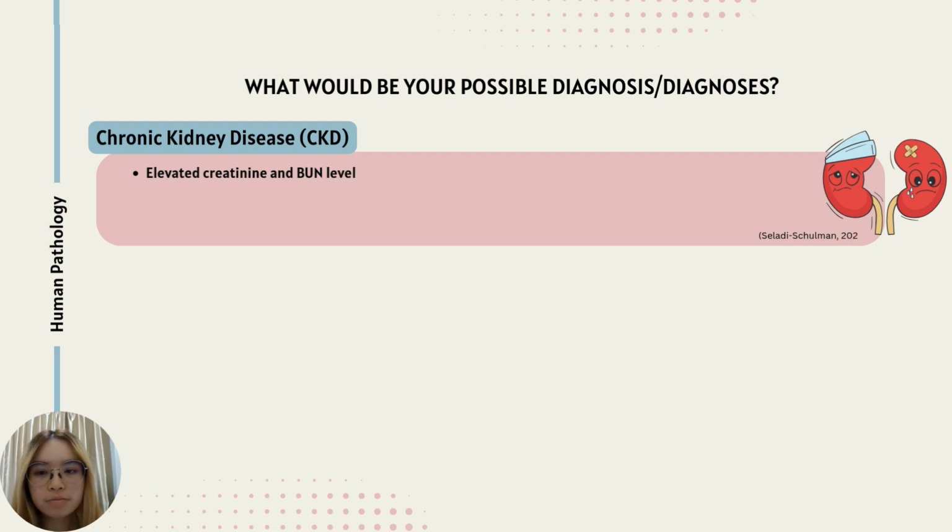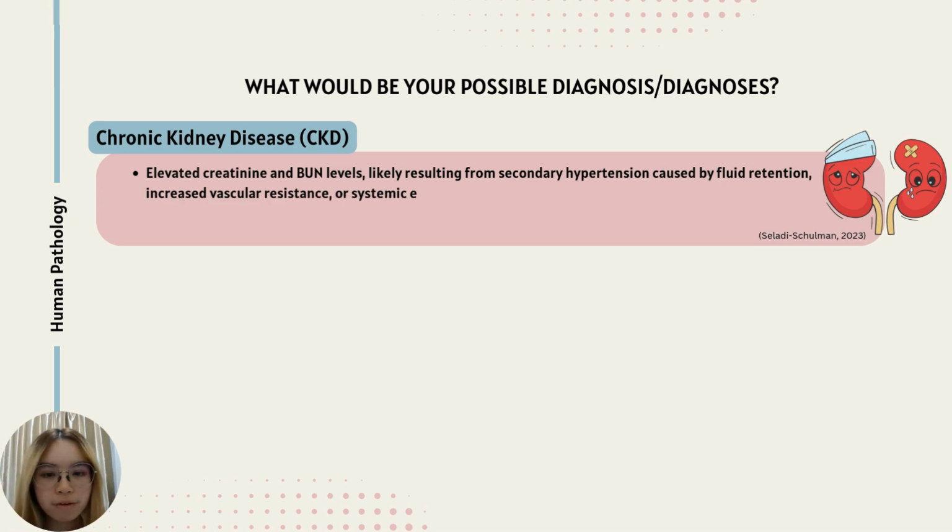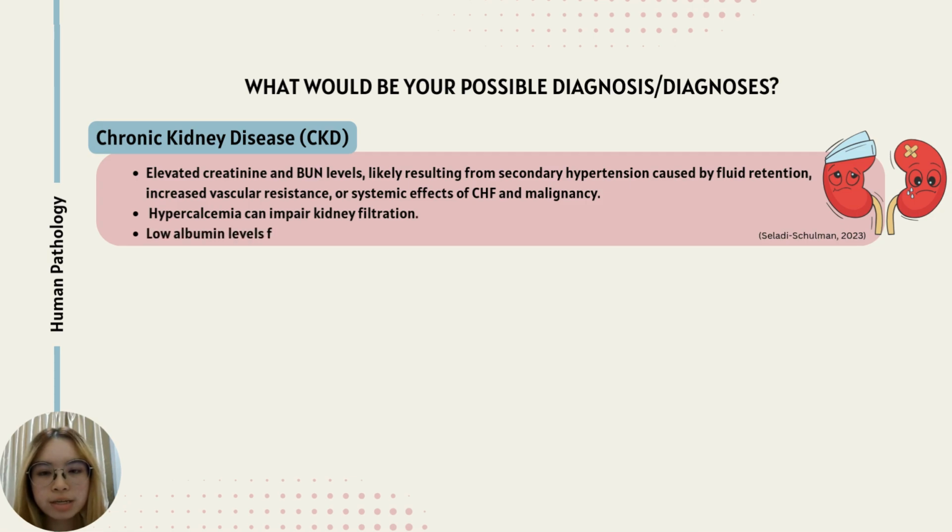This is evident from elevated creatinine and blood urea nitrogen level, likely resulting from secondary hypertension caused by fluid retention, increased vascular resistance, or systemic effects of congestive heart failure and malignancy. Besides, hypercalcemia, a high level of calcium in the blood of the patient, can impair kidney filtration. Also, low albumin levels further support the diagnosis of kidney dysfunction.